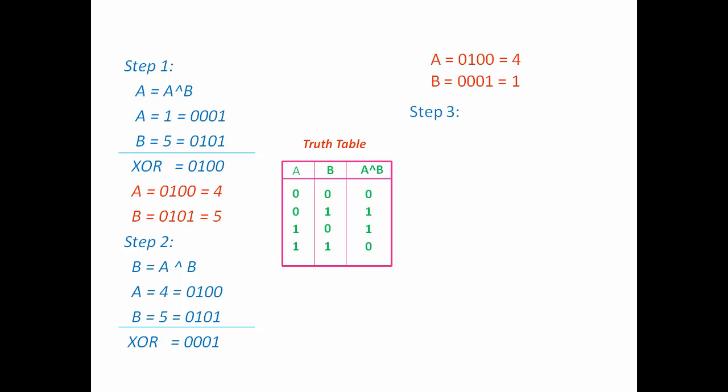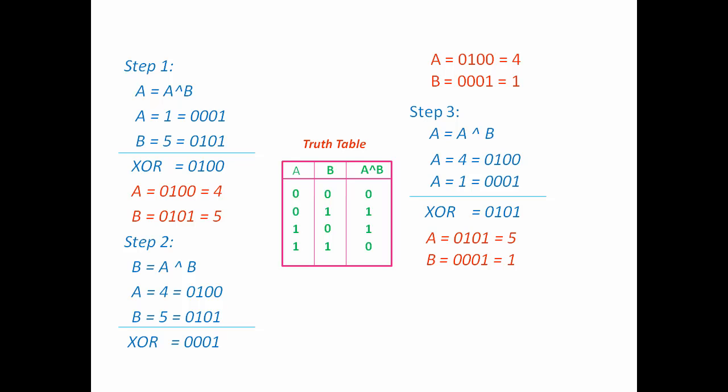In step 3, we perform A equal to A exclusive OR B. Here A equal to 4 and B equal to 1. And after performing the exclusive OR operation, we get 0101, which is equal to 5 in decimal. So now A holds 5 and B holds 1. So the numbers are swapped.